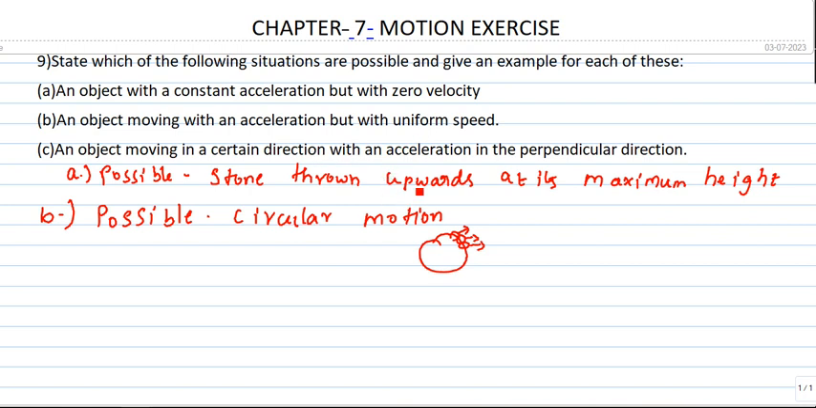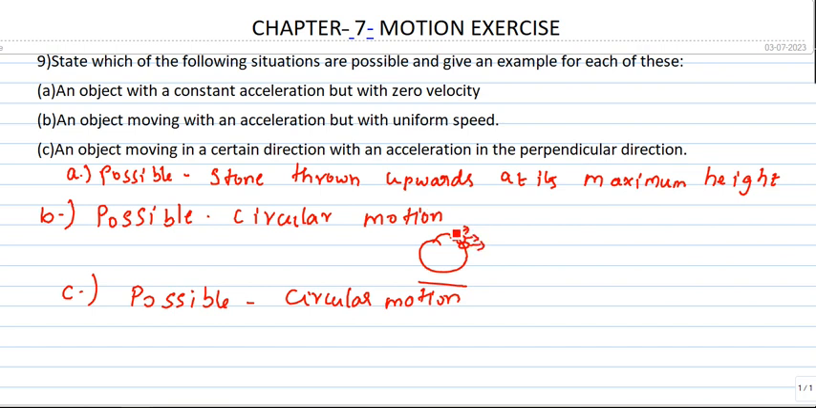So a stone or any object which is moving in a circle will have an acceleration but travels with uniform speed. What is the C question? An object moving in a certain direction with an acceleration in the perpendicular direction. So again, for this also, the example we have is a circular motion, as we see from the above picture.